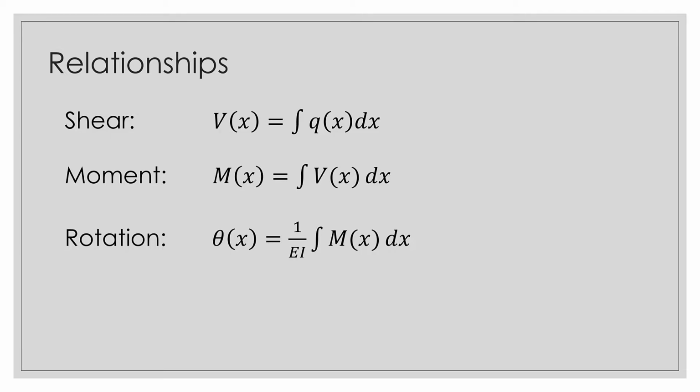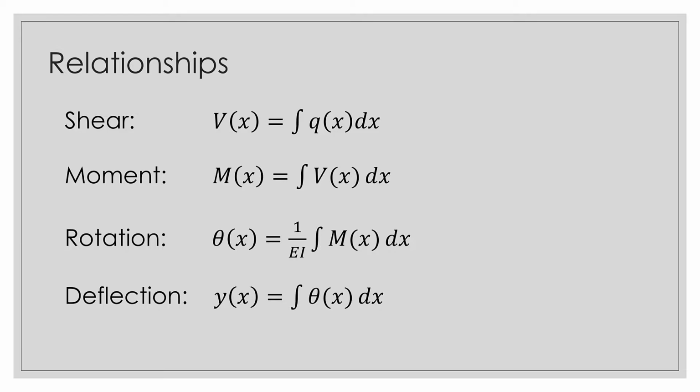I call the rotation theta. Theta of x is simply 1 over EI multiplied by the moment distribution along the beam. And you say, all right, Clayton, what if I take it one step further and integrate yet again? Then I get the deflection. The deflection y of x is simply the integral of the rotation over the length of the beam. This is in its most standard form.